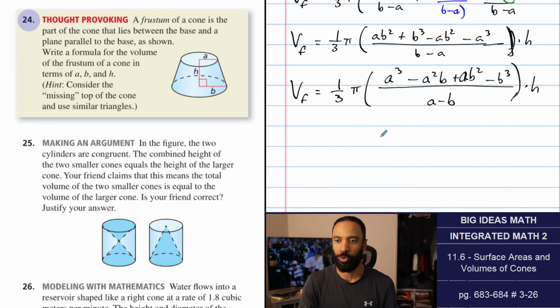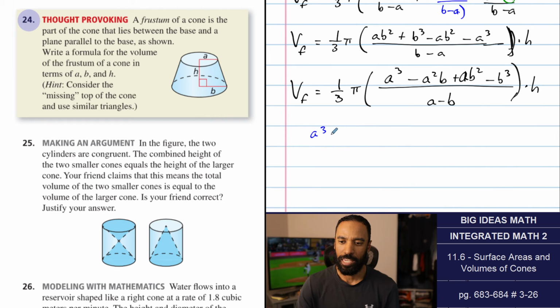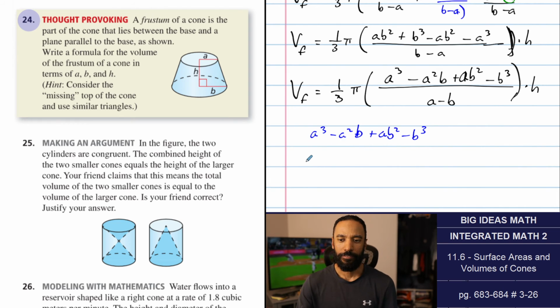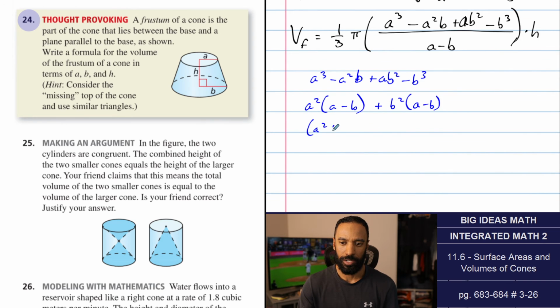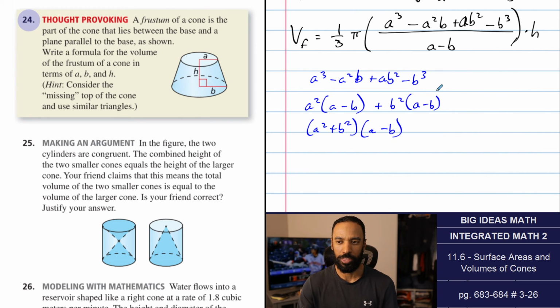Let's factor by grouping. I want to be sure that I have, I'm just going to look on the inside. A cubed minus a squared b plus ab squared minus b cubed. All right, factor by grouping. You take an a squared out, you get a minus b, yes, plus b squared factors out, you get a minus b here. So this is a squared plus b squared times a minus b. And I'm feeling good about this answer as far as the cleanup stuff goes.